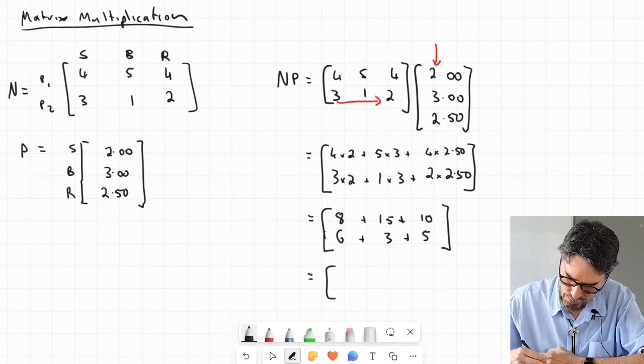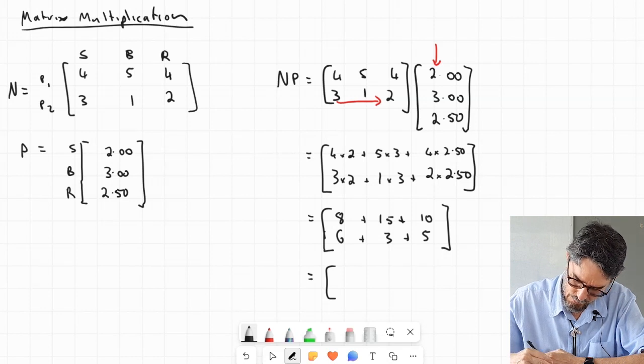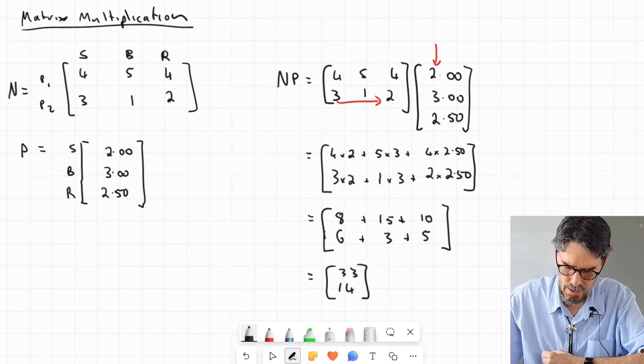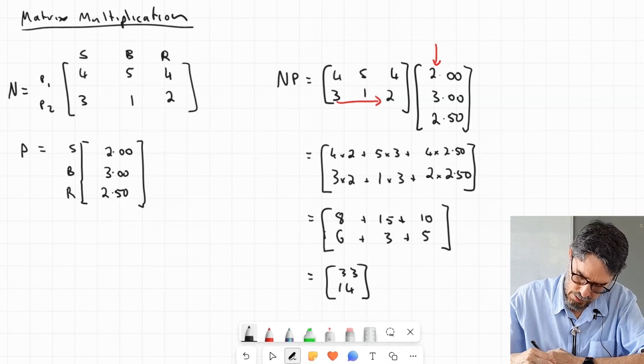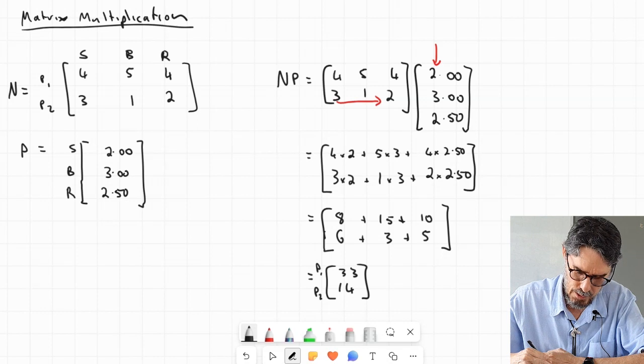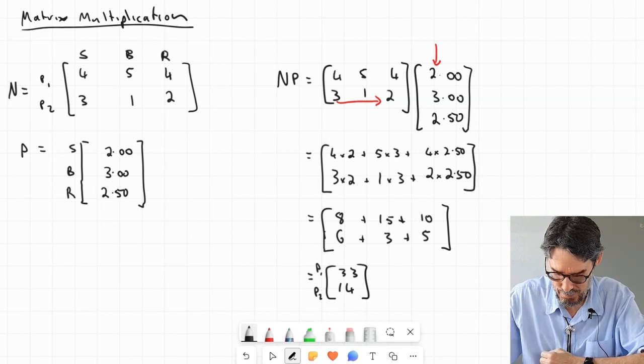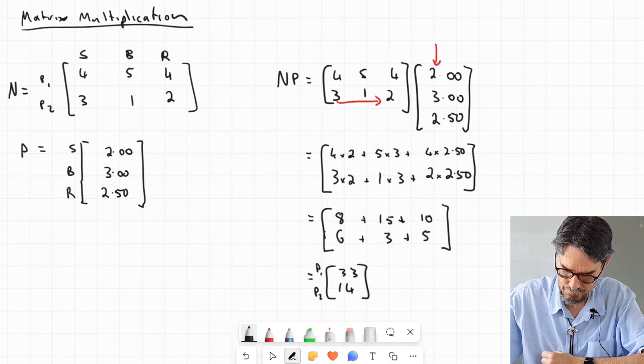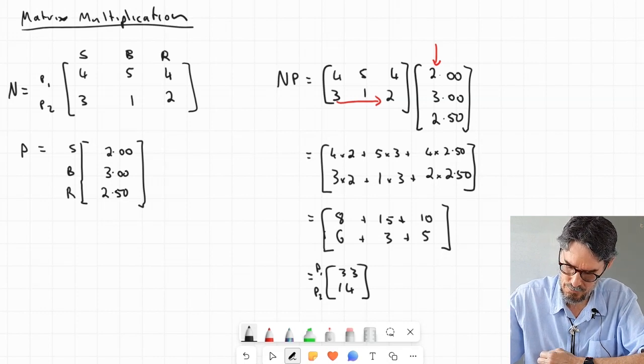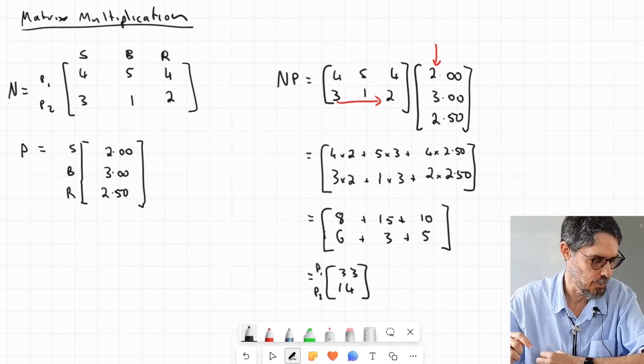So my resulting matrix is 8 and 15 and 10, which is 33, and 6 and 3 and 5, which is 14. So that means package 1, remember, and package 2. Package 1's total is $33, and package 2's total is $14. Done with matrix multiplication. That's an example. Let's do a couple more examples.